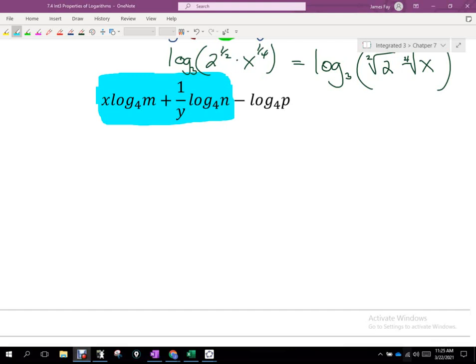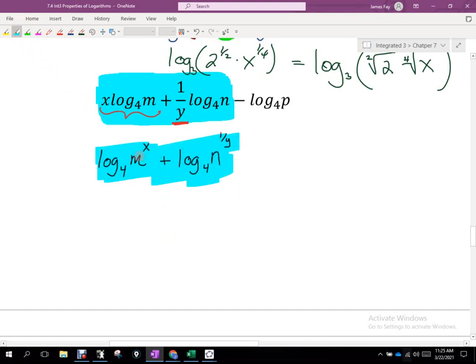So the x becomes an exponent. So we got log base 4 m to the x. That's what that turns into, right? Okay. Plus, what's that going to turn? What's that 1 to the y going to do? That's going to become an exponent. So n to the 1 over y. Okay.